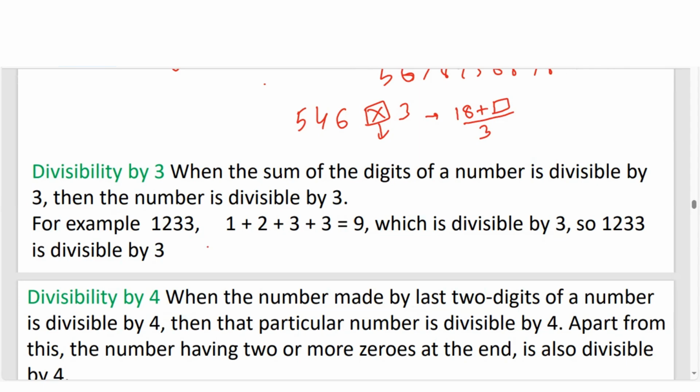The least number is 0, we will put it. 18 plus 0 is 18, and 3 sixes are 18. So if we put 0 here, the sum will be 18, and this number is divisible by 3, since 3 sixes are 18. So our answer is 0. What least number should be placed at this star place so that this number is divisible by 3? That means just add the given digits plus the blank, and divide by 3.